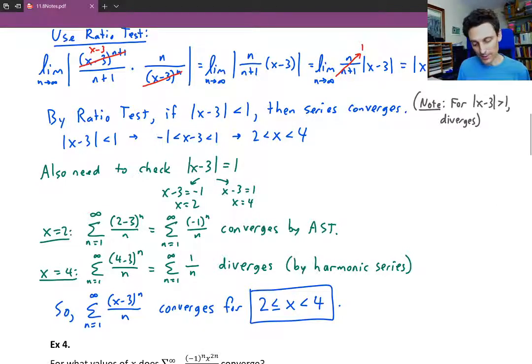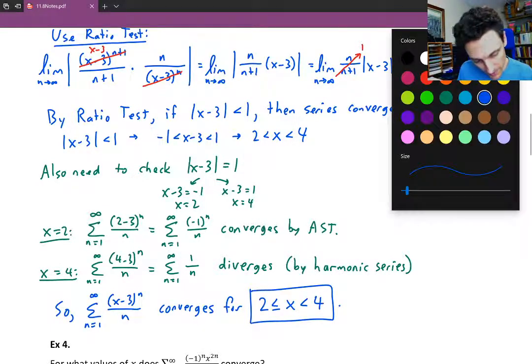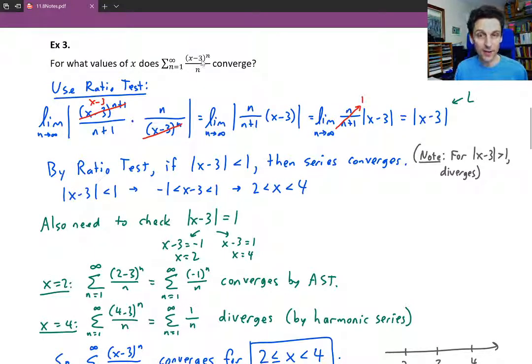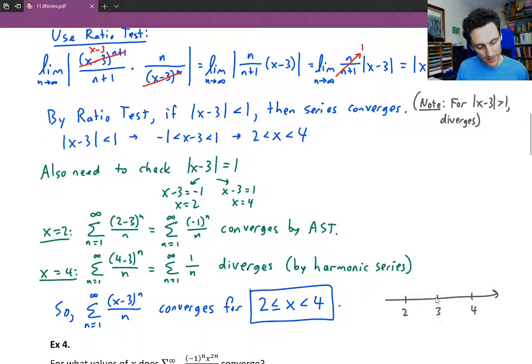Sometimes it helps to visualize this as well. So if you visualize what this interval looks like, you can write 2 here, you can write 4 here, 3 is right in the middle, and notice that 3 was the center of our power series, right? We said that if a power series is written in the form x minus a to the n, the center is that a. So in this case, a is 3. So we have a center of 3. I'm going to draw that center right there. And you can see that 3, the center of the power series, is right in the center of our interval of convergence.